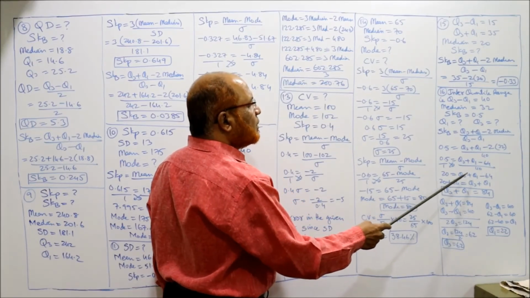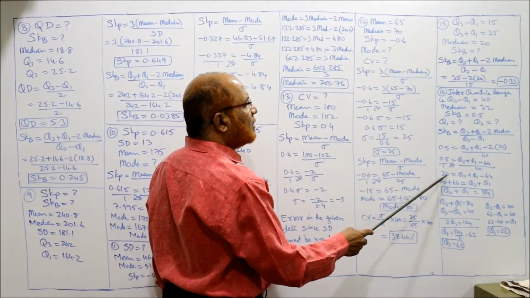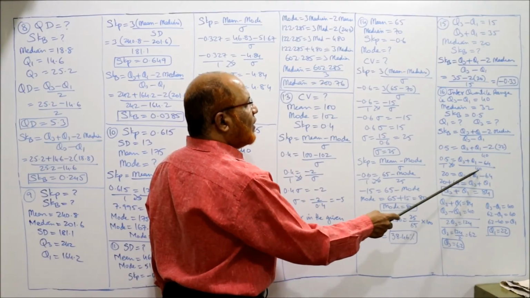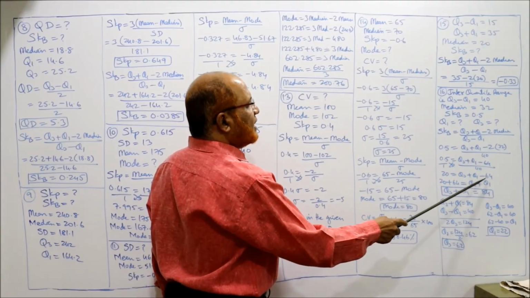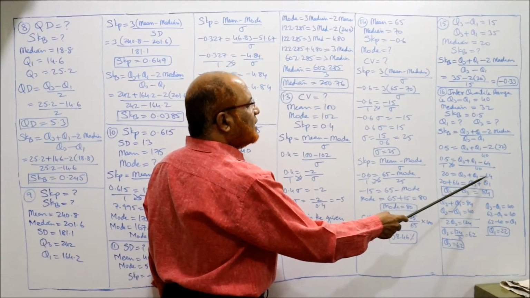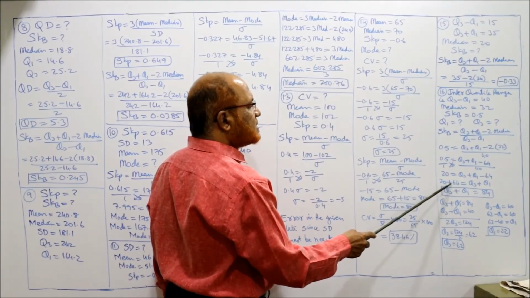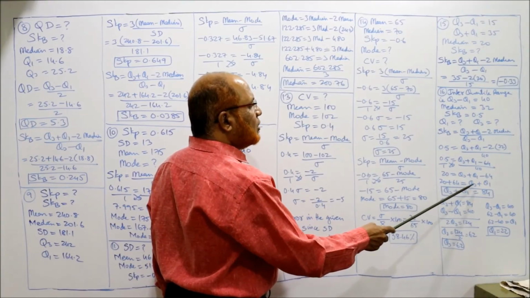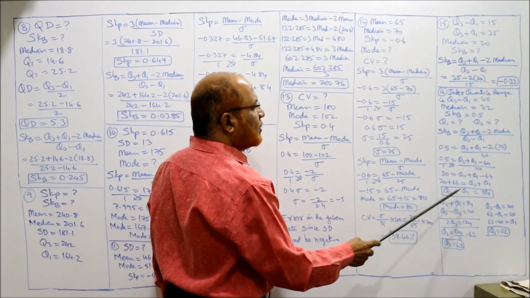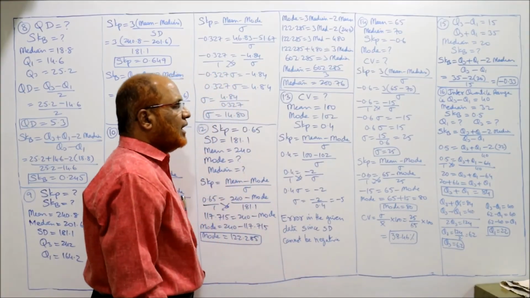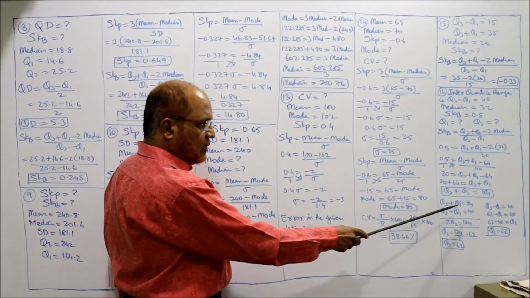Now if you make a cross multiplication, 40 into 0.5 is 20, equal to Q3 plus Q1 minus 64. Now bring this 64 to the LHS. It will become plus. So 20 plus 64 is equal to Q3 plus Q1. So Q3 plus Q1 is 84. Now we got Q3 plus Q1 as 84.